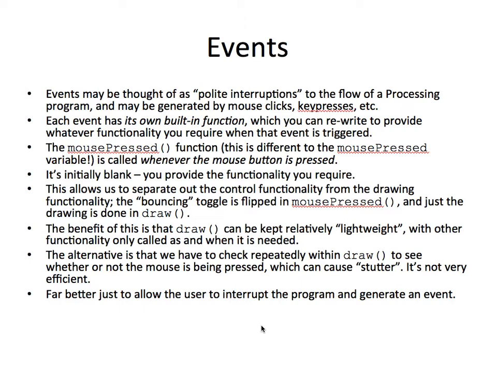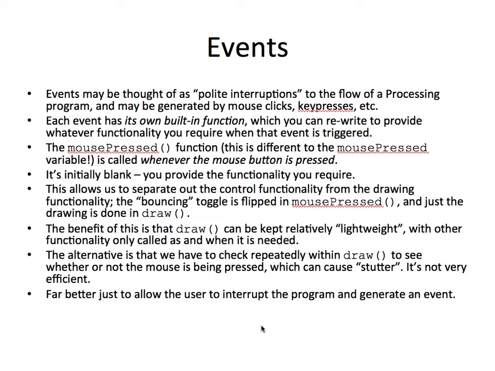So each event has its own pre-supplied function, which we have to redefine or fill out if we want to handle that event. So in this case, the mouse pressed function, which is not the same as the mouse pressed variable, is basically a function that's executed every time the mouse is pressed. So whenever the mouse is pressed, the system will call whatever is written in the mouseP ressed function. It's initially blank, and if you don't supply any text for it yourself, then it's essentially just empty.